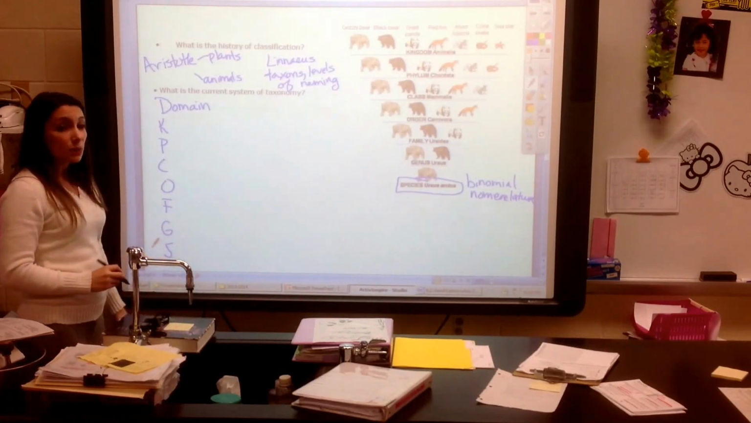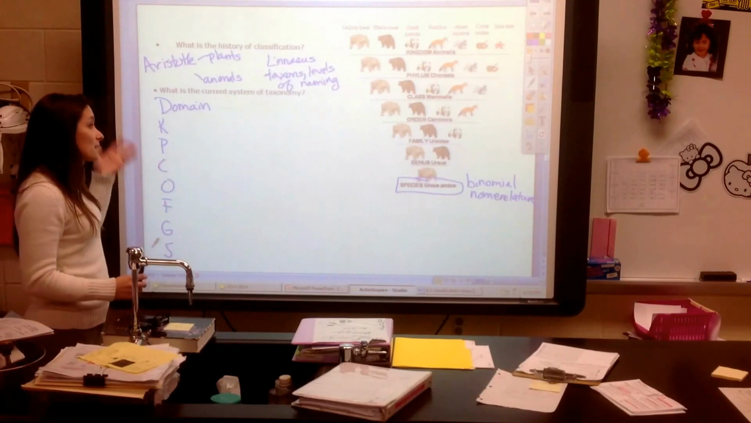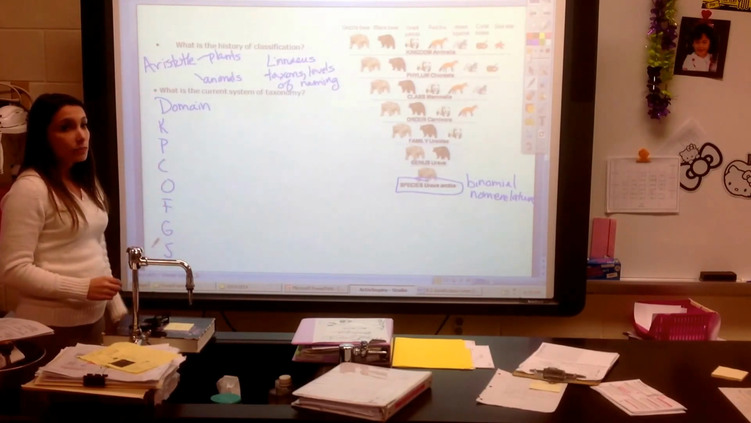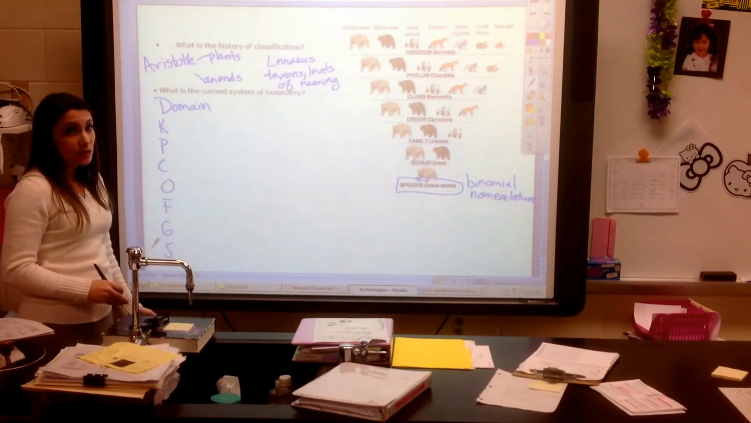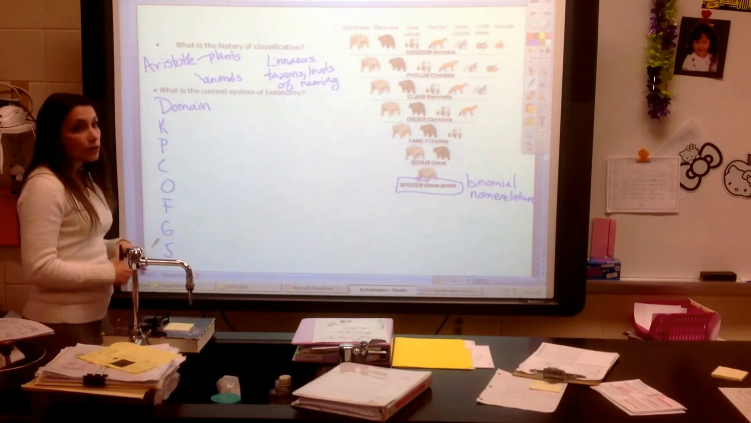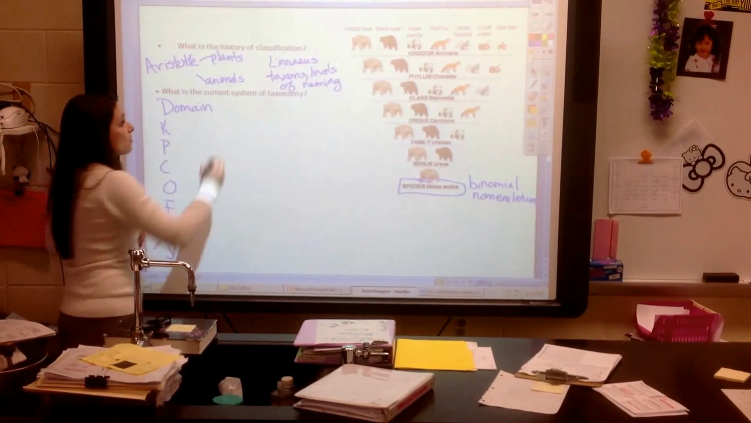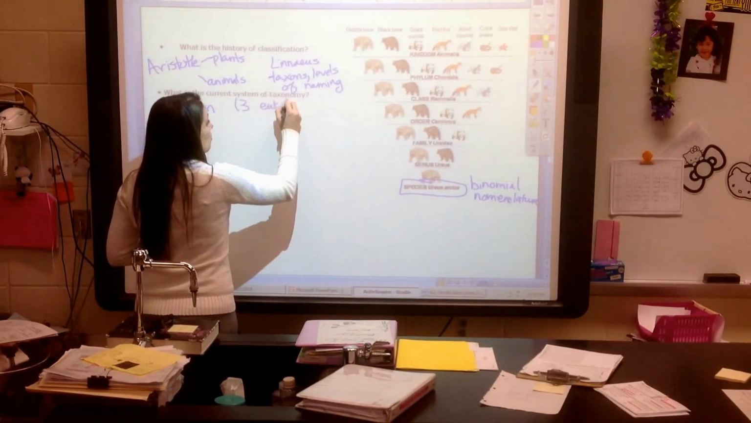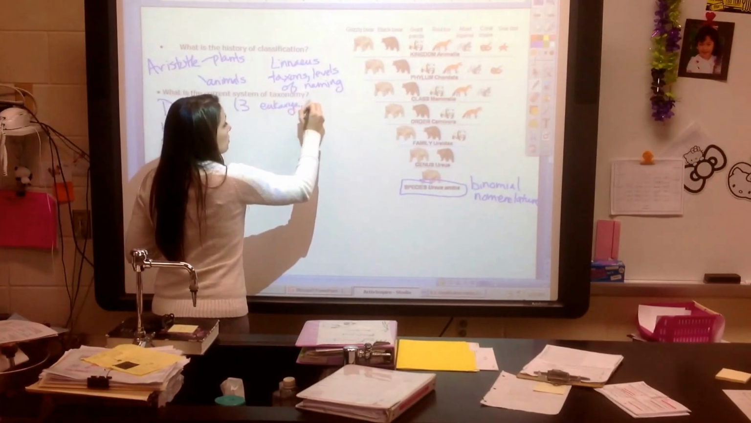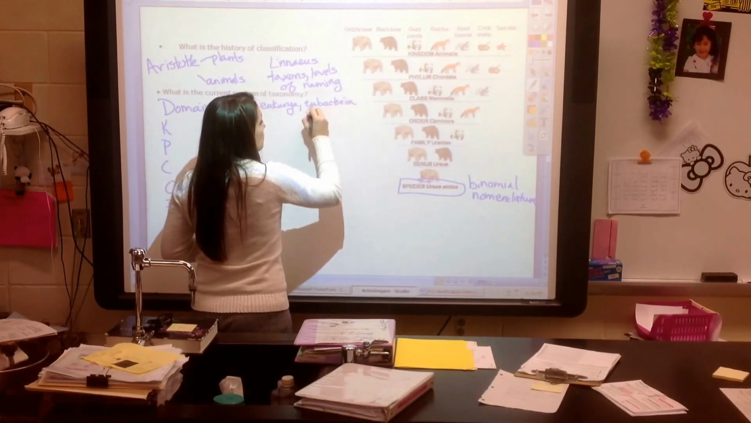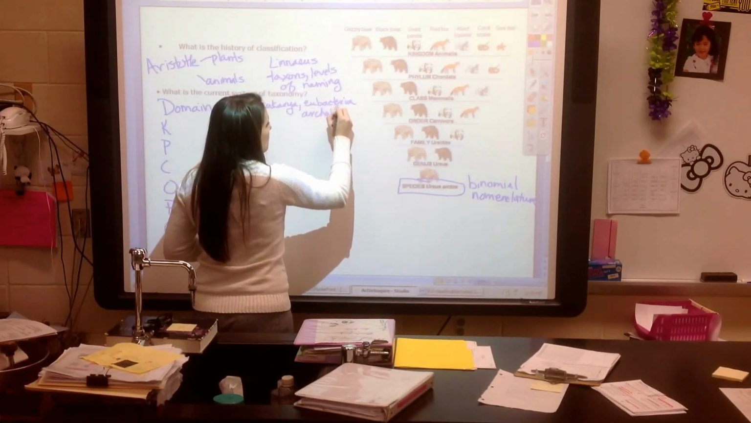You do need to know the order, but here's a hint. Dear King Philip came over for grape soda. You can make up any sentence you want with these letters, but I've always remembered, Dear King Philip came over for grape soda. For the domain, there are 3 domains. There's the domain Eukarya, there's the domain Eubacteria, and there's the domain Archaeabacteria.